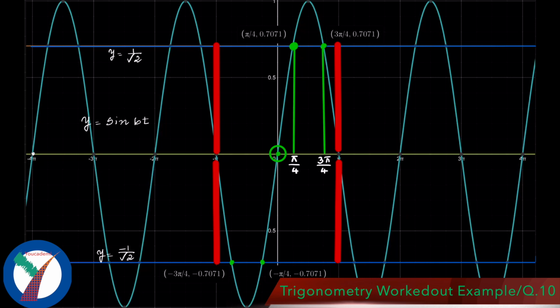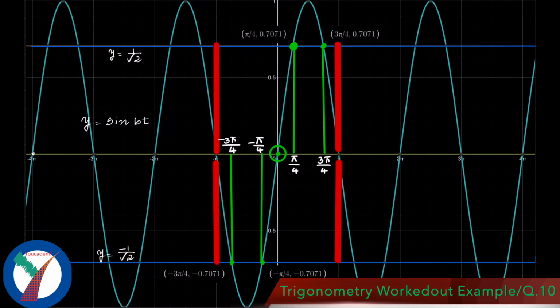Okay, next the principal values for y equals minus 1 by square root of 2. That is the solution for the principal value solutions for sine bt equals minus 1 by square root of 2 would be minus pi by 4 and, or rather, minus 3 pi by 4, sorry. Okay, now let's write out the entire solution set for these three conditions. I'm going to first write the general solution, though we do not require the general solution, but it's good practice to understand the general solutions.